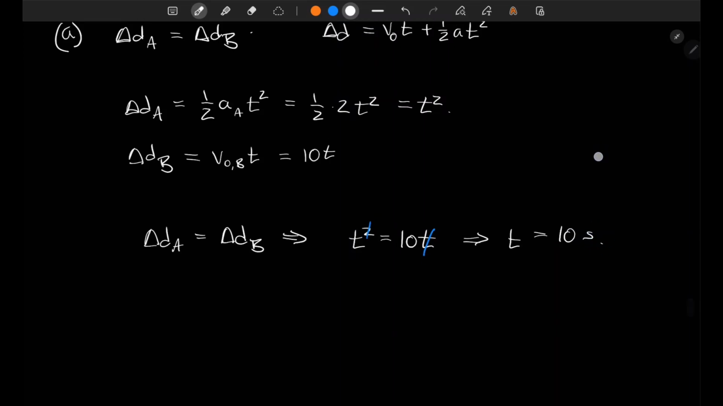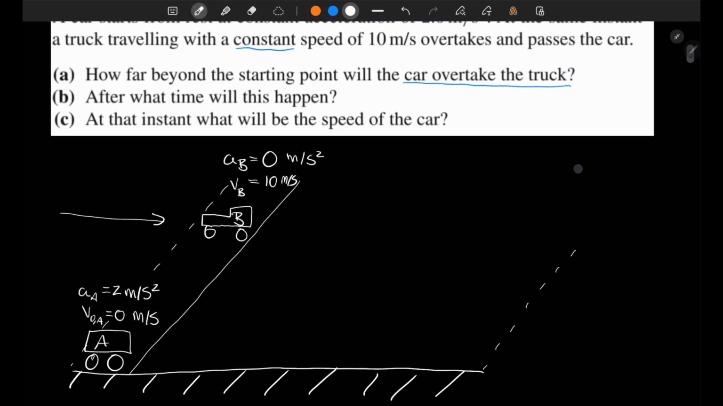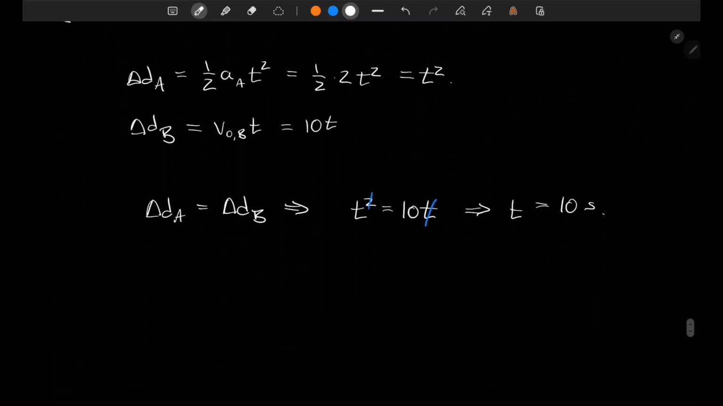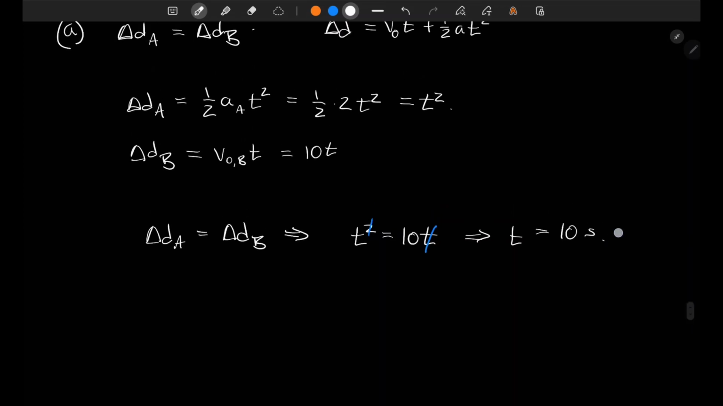Okay, that's not exactly what we wanted, right? Because this question says, how far beyond the starting point will the car overtake the truck? Well, we know that it occurs at 10 seconds, right?